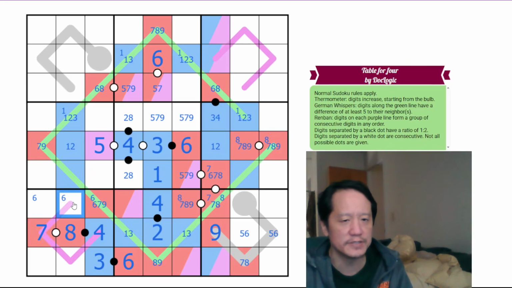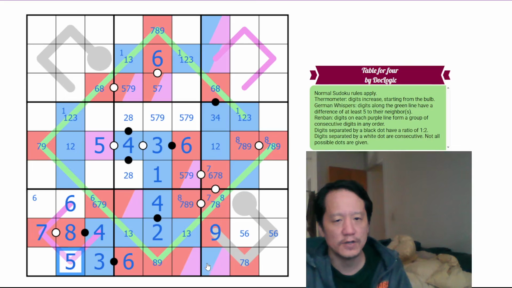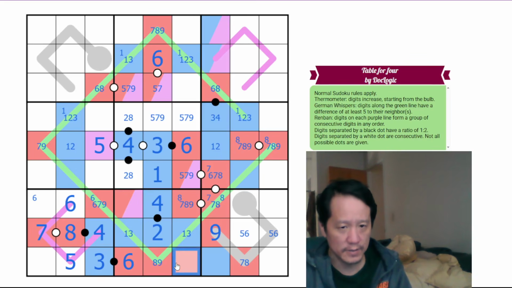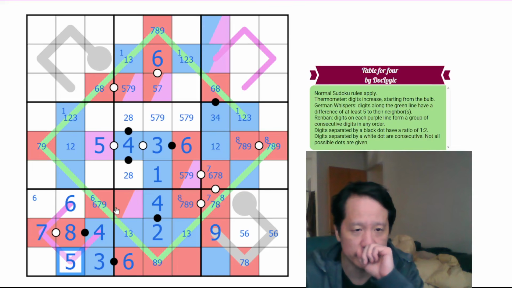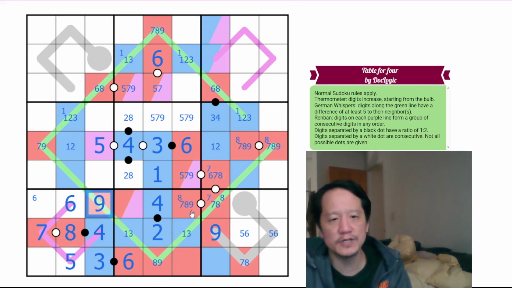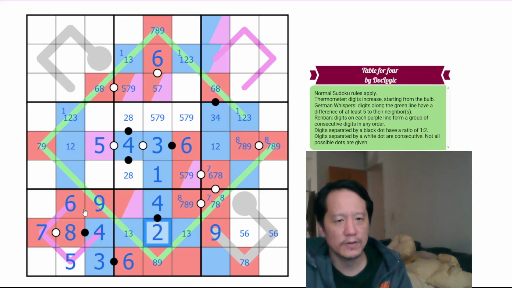We have to have 5 and 6 remaining on the Renban to be consecutive. And 6 can't be here, so this is 6 here, and this is 5, which eliminates pink from the rest of the row. So this is blue, this is red. This can't be 6 or 7, it's 9. So this is high, which means the remaining digits are both low, and they are a 1, 2 pair. This is pink.